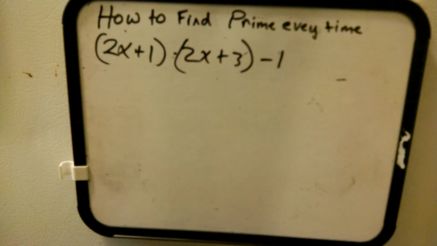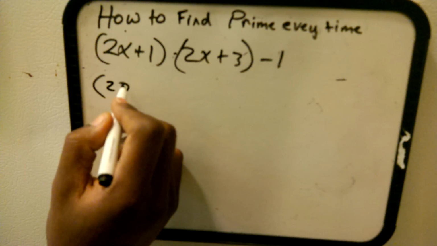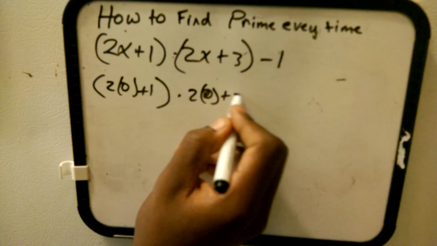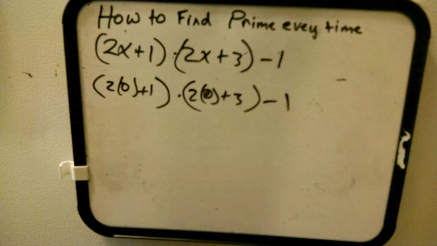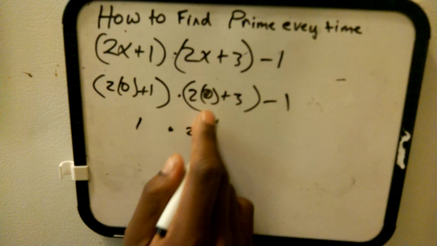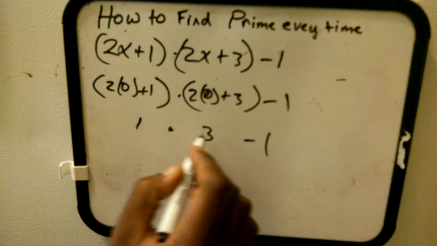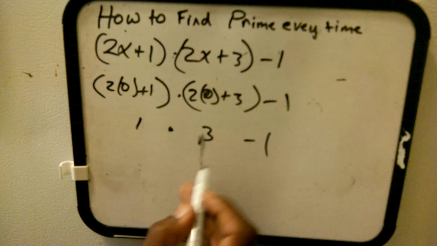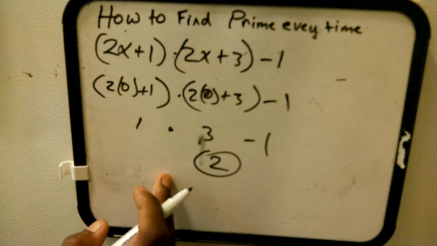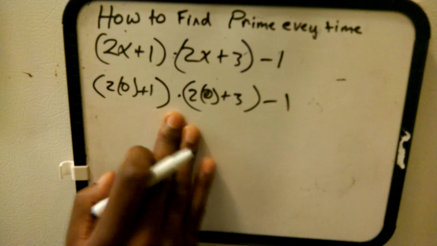We're just going to show you something here. Here's the example. We would start off with, let's say, 0. 2 times 0 plus 1 times 2 times 0 plus 3 minus 1. That gives you 1 times 3, minus 1, so that's 2. So there's your prime number, because you can't divide anything under that. So that's 2. That's your equation.